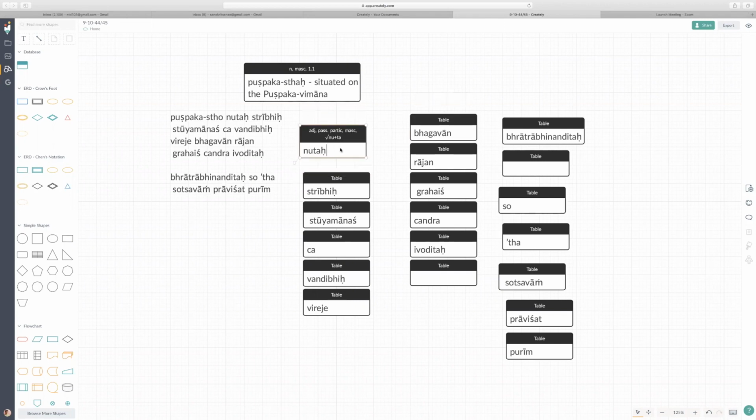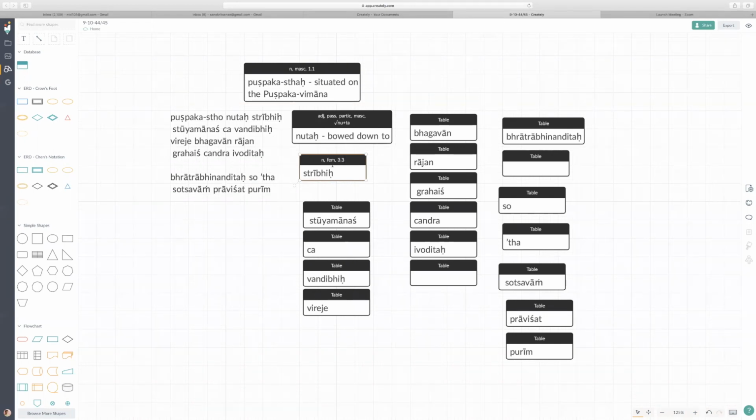So how do you translate it as a passive participle? Having worshipped? Yeah, worshipped. Well, literally, namami, bowed down to. Okay, that's more literal. Okay, stribhihi. Noun, feminine, stribhihi. Stribhihi, yeah. By the women.